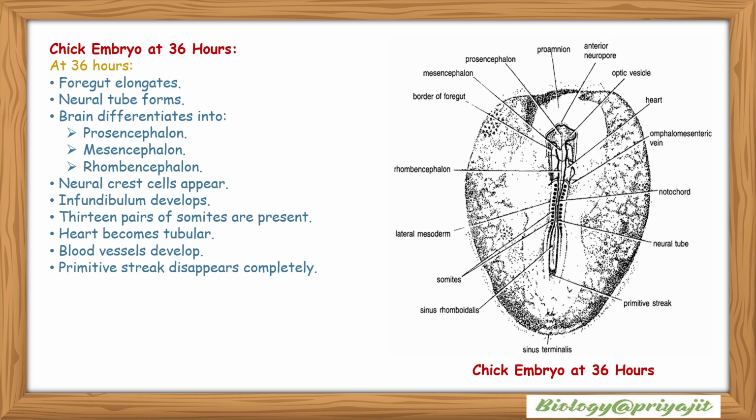Chick embryo at 36 hours. The foregut elongates, neural tube forms, brain differentiates into prosencephalon, mesencephalon and rhombencephalon. Neural crest cells appear, infundibulum develops, 13 pairs of somites are present, heart becomes tubular, blood vessels develop, primitive streak disappears completely. This is the image showing the chick embryo at 36 hours.